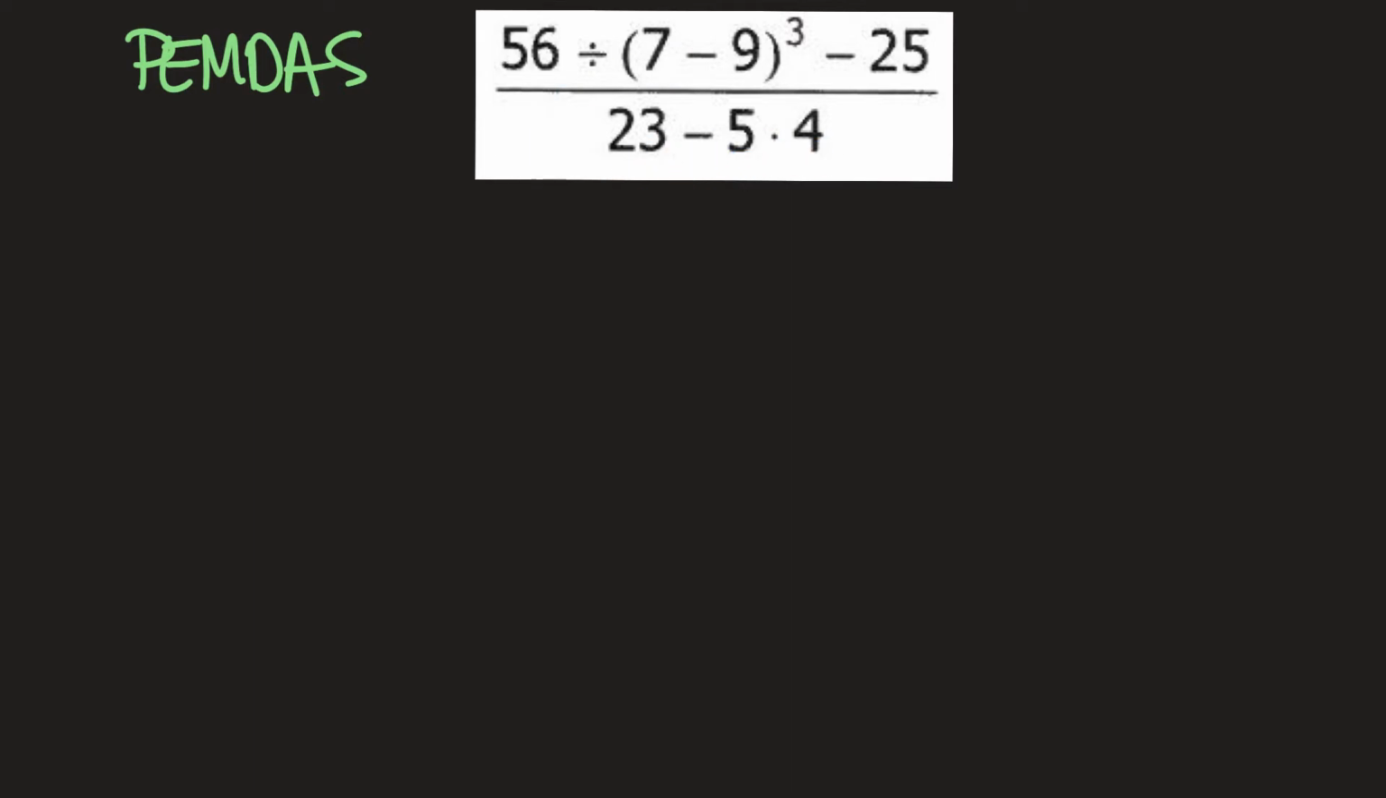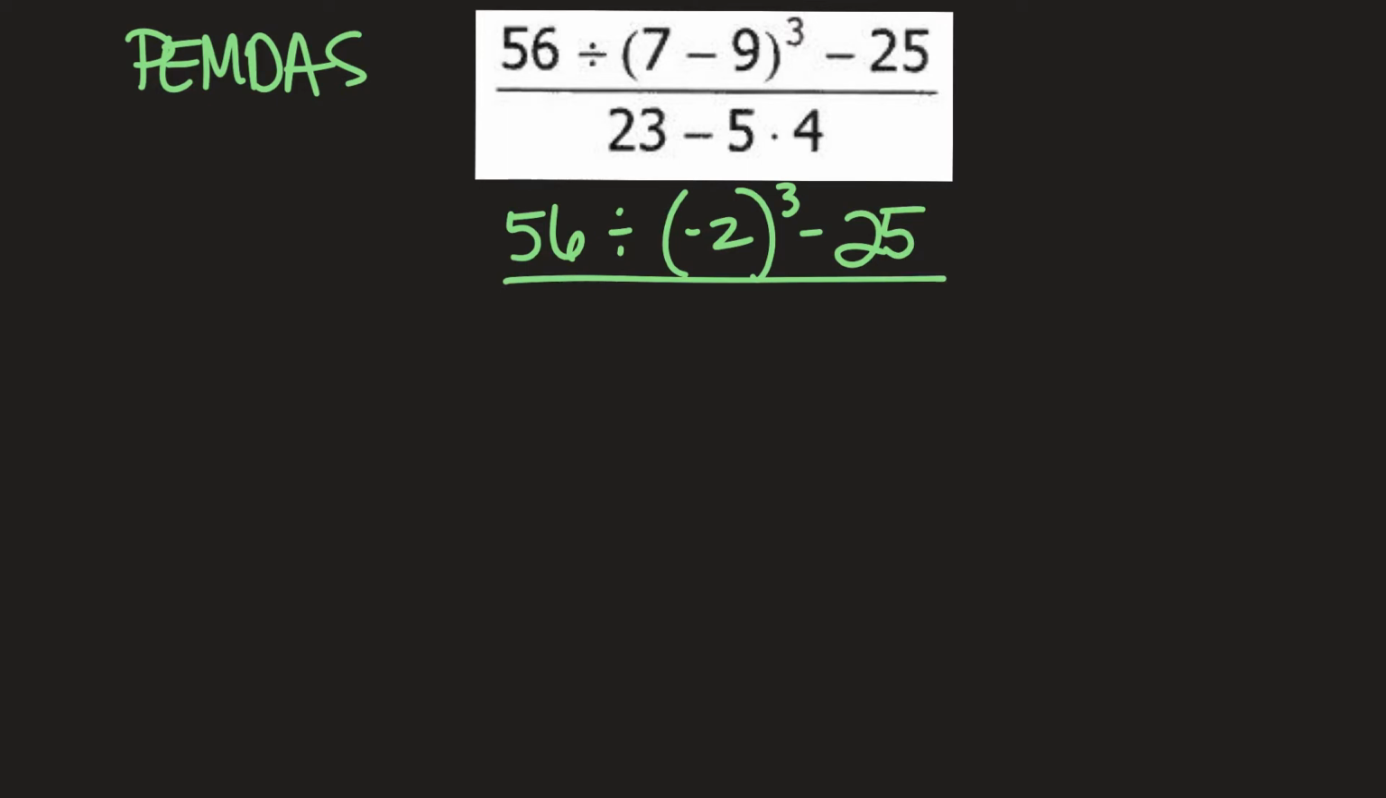Okay, so I look at the top and I need to take care of those parentheses first. That's what comes first. So I have 56 divided by 7 minus 9, which is negative 2, cubed, minus 25. And in the bottom, I need to take care of the multiplication first. So I have 23 minus 20. Okay, so then I start my order of operations back over.